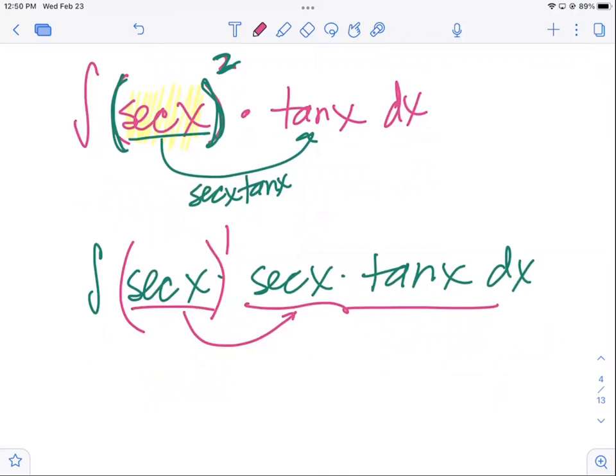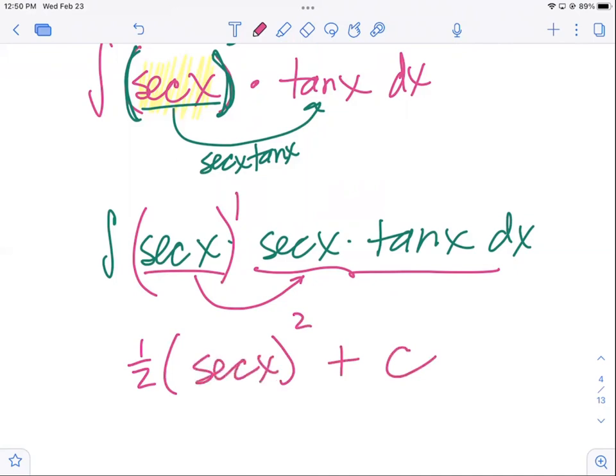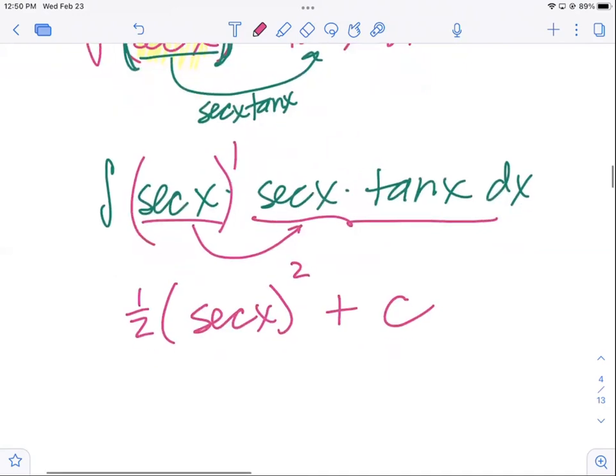So what's the antiderivative of blob to the first? 1/2 blob squared plus c. And what's the blob? Secant of x. Let's see. So there's one version of the answer. You can write it as 1/2 secant squared of x plus c. That's one version.